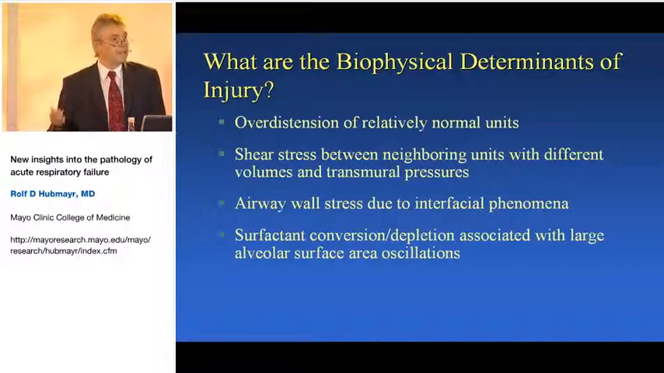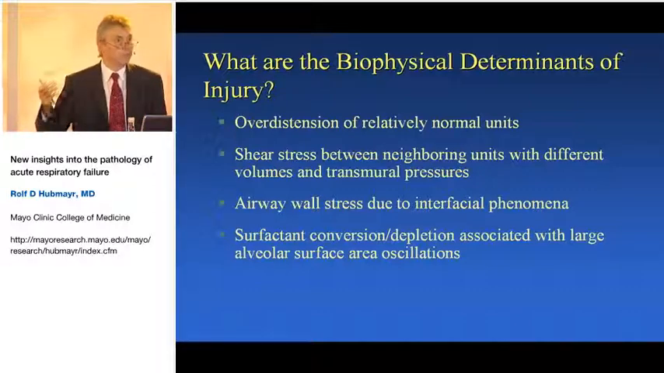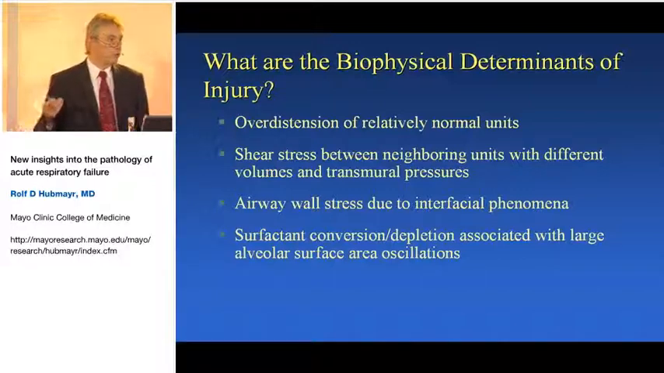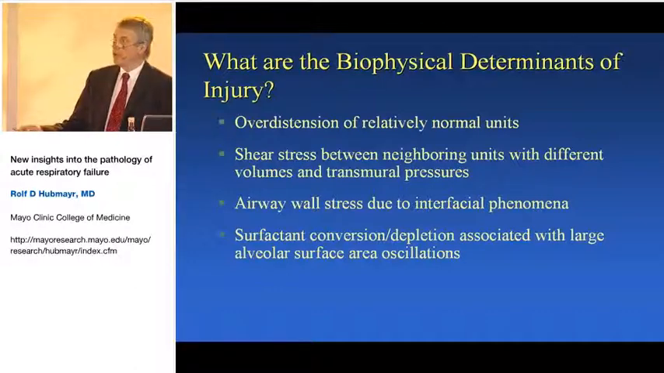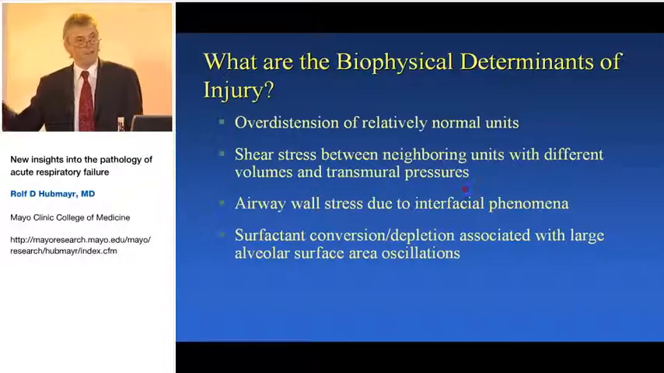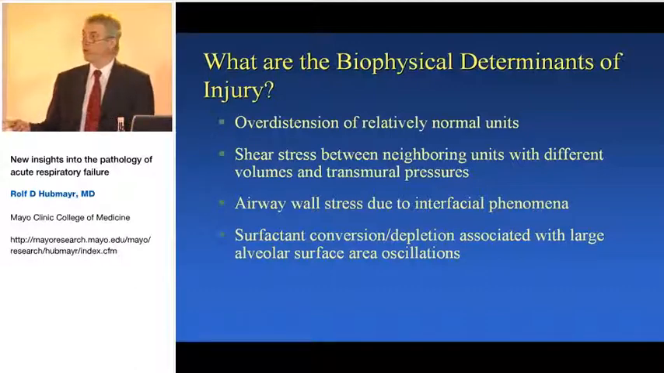But that's clearly not the only mechanism by which we injure the lung. There is more to lung injury than a single inflation beyond total lung capacity, which clearly we probably do during a recruitment maneuver. So the repetitive nature of it and how we get there, all of that seems important. We heard about interdependence, or the shear stress between neighboring units with different volumes and transmural pressures. And I have more examples of this. It'll be easier to discuss when we look at these examples.